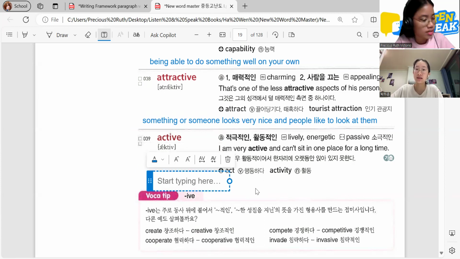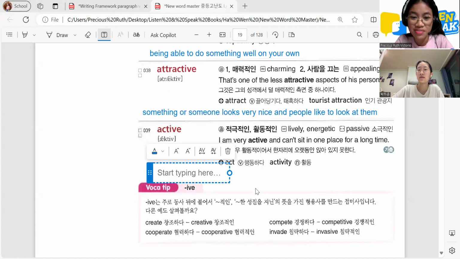Active. What is it? I'm very active and can't sit in one place for a long time. Okay, so active is what is it? Do you know what active is? Active is energetic. Yeah, energetic.